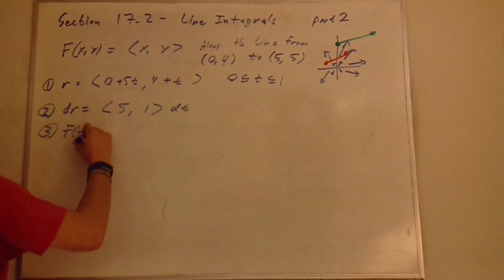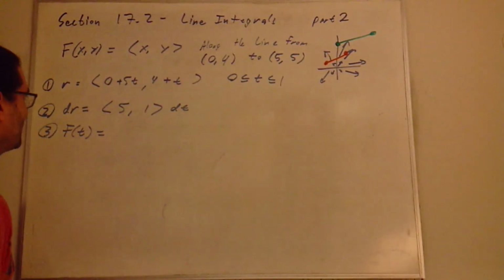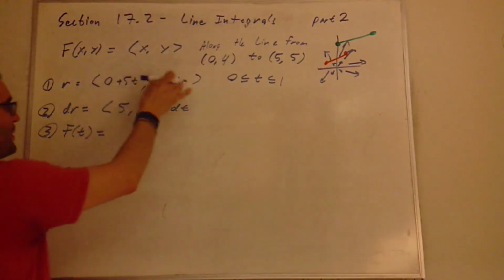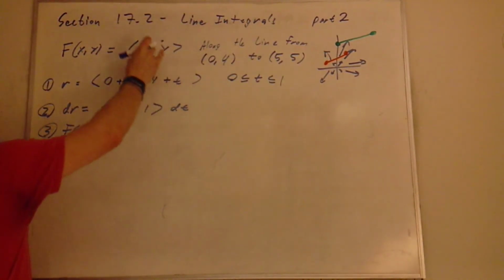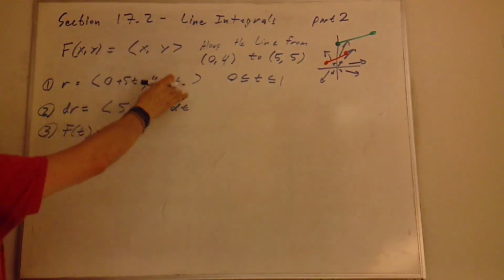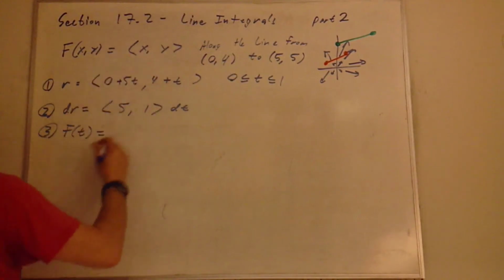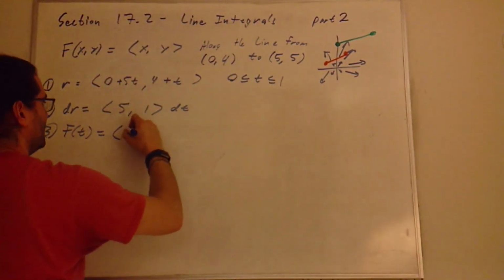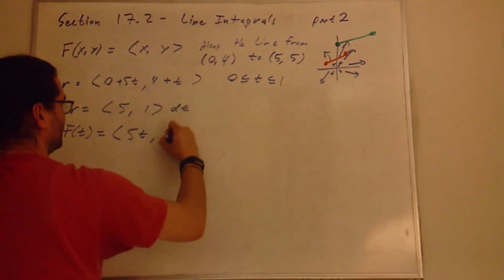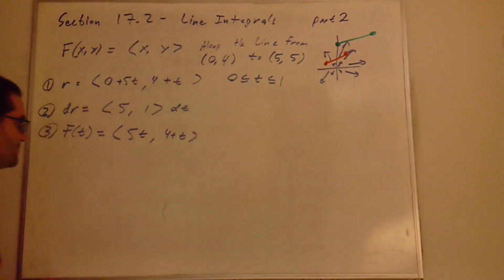F of t, again, is going to look a lot like r, since this is the x coordinate of our path and this is the y coordinate of our path. We're just going to plug the x coordinate in here for x and the y coordinate in here for y, and we'll get something that looks exactly the same as r. 5t, 4 plus t.